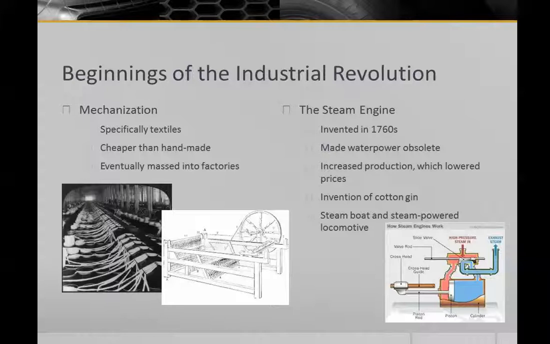It was arguably one of the most revolutionary inventions of all time, and it made water power obsolete. With the development of the steam engine, factories didn't have to be next to a stream. They could be anywhere, which meant they could start popping up all over the place, and that's industrializing your entire country rather than just cities near rivers.